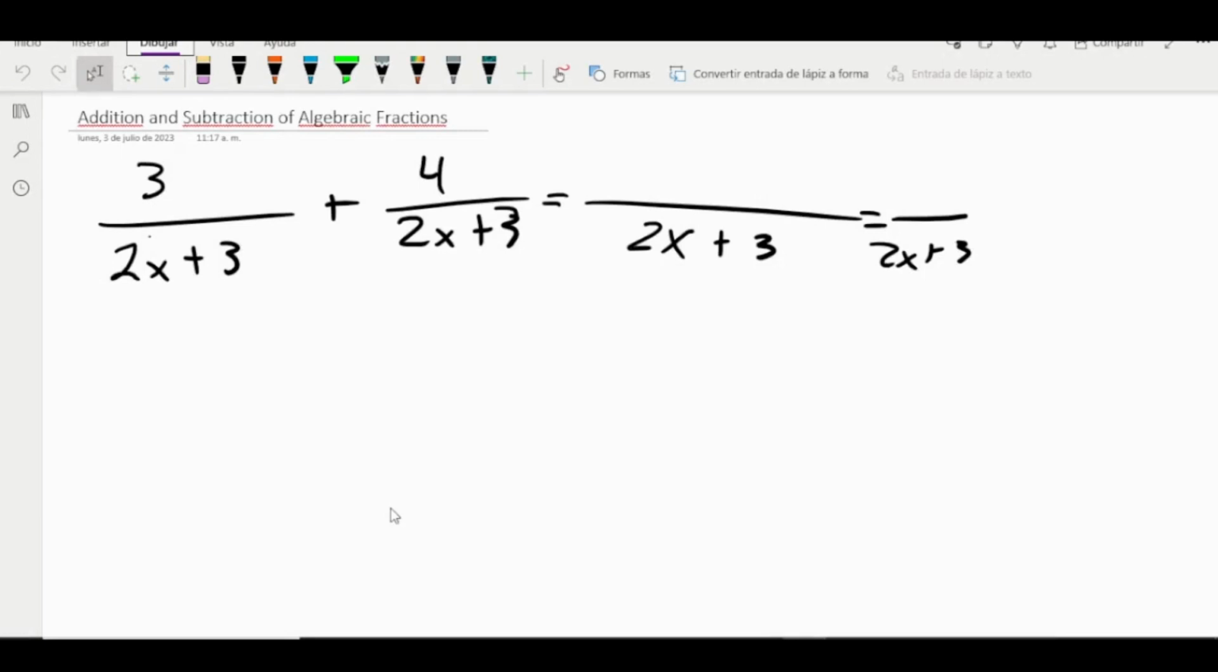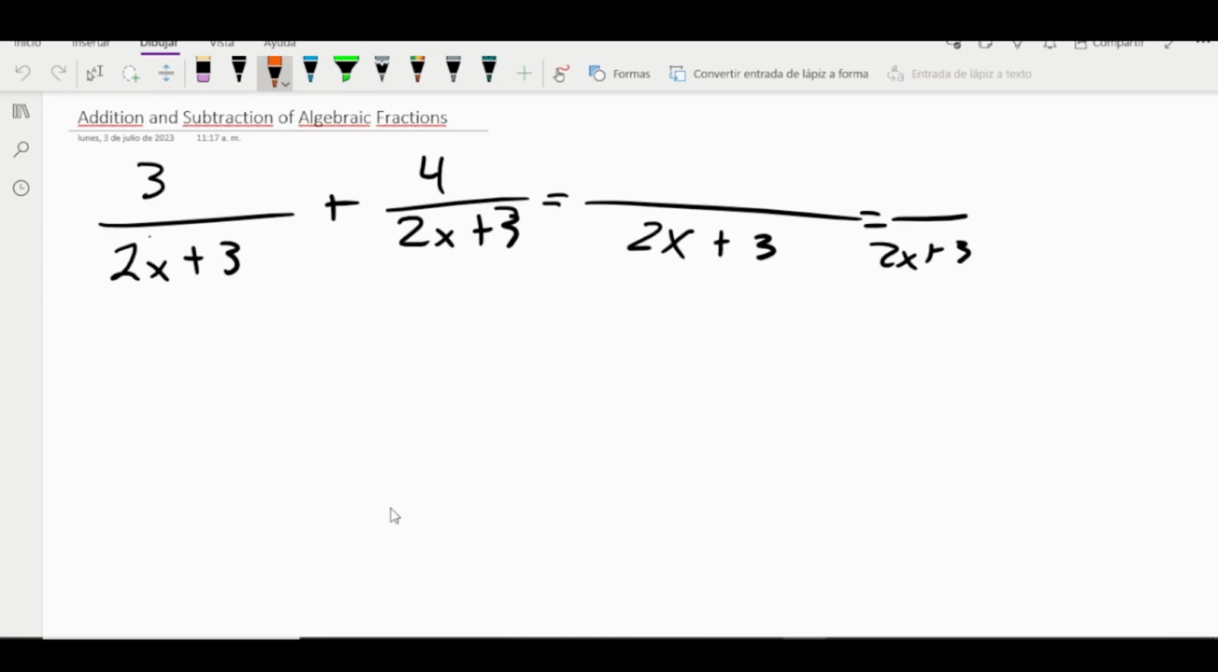Good day. Today we're going to check the topic about addition and subtraction of algebraic fractions. How can we simplify an addition of fractions? The first thing you need to focus on is the denominator. If you have the same denominator, you're able to make the addition or subtraction.